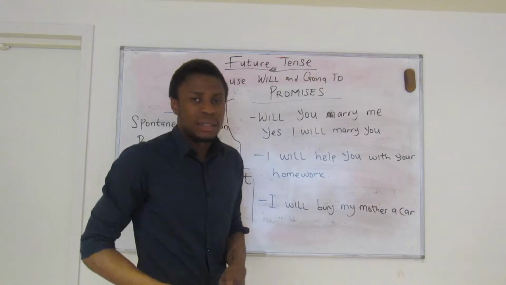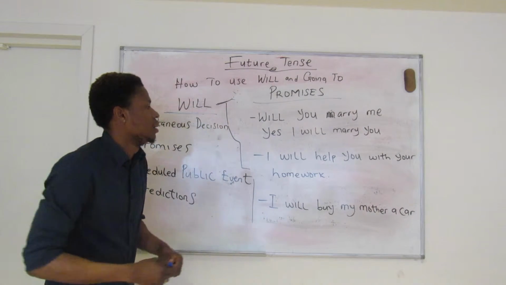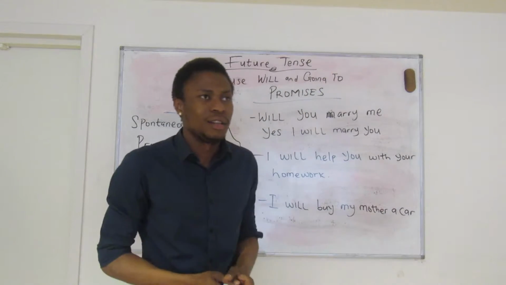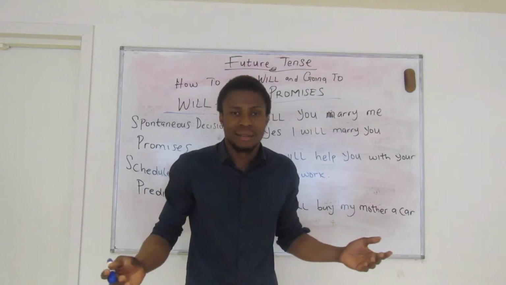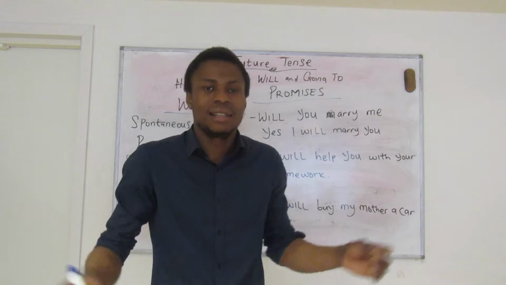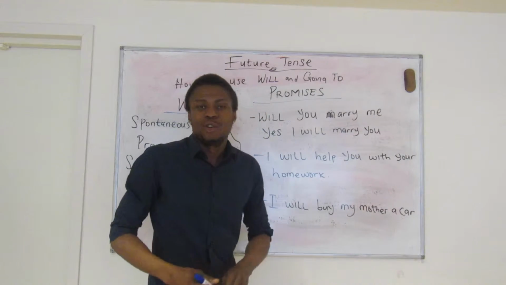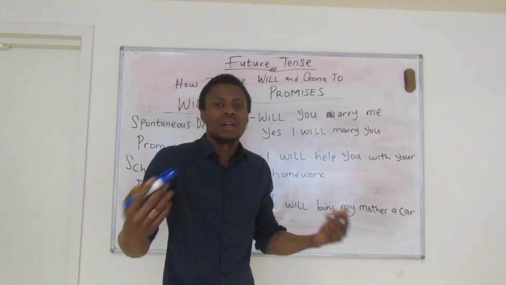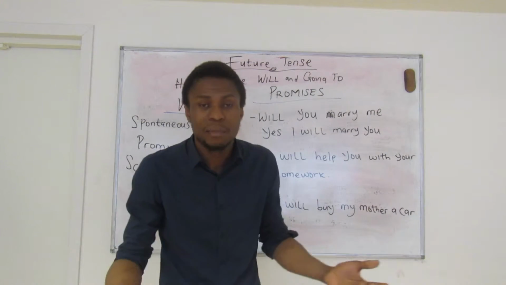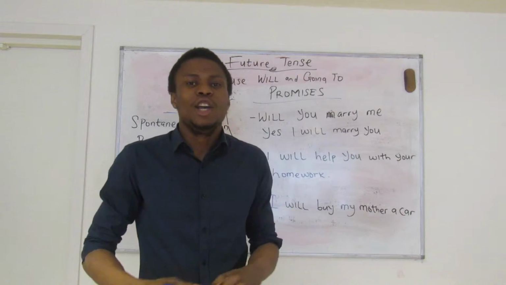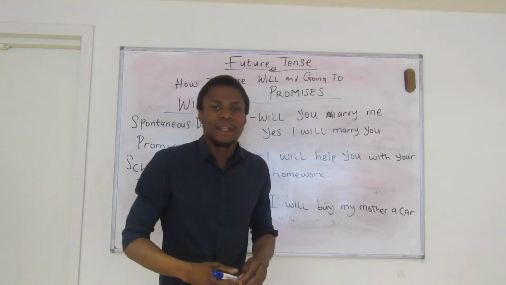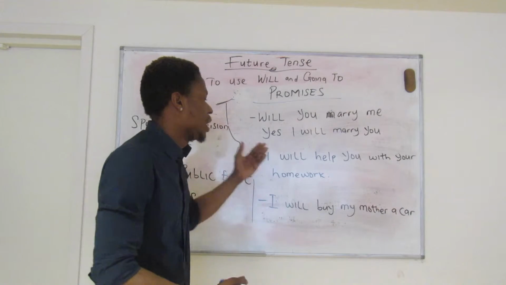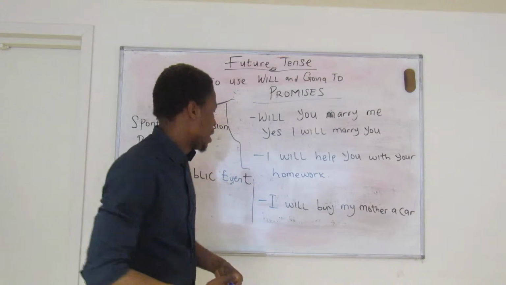Now, let's go to the next example. Imagine you have a younger brother or a younger sister who doesn't know anything about mathematics, English, physics. What do you do? You promise your younger sister or your friend or your brother, "I will help you with your homework if you give me cookies," or something like that. You promise to help somebody to make them feel happy. It's a promise. You always use will. I will help you with your homework.